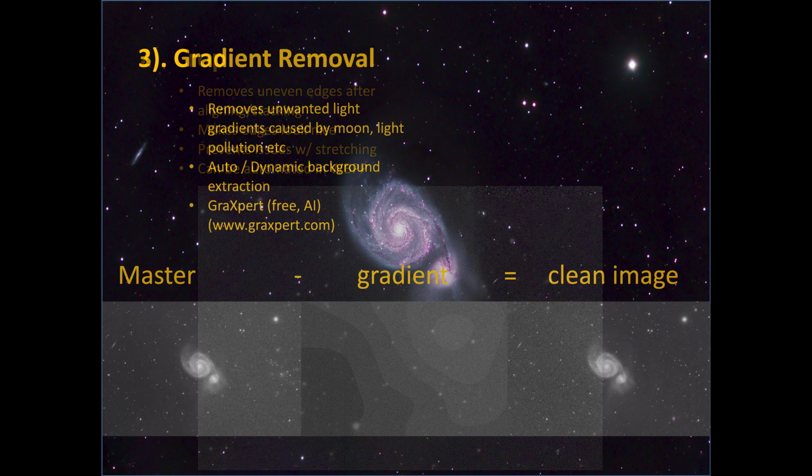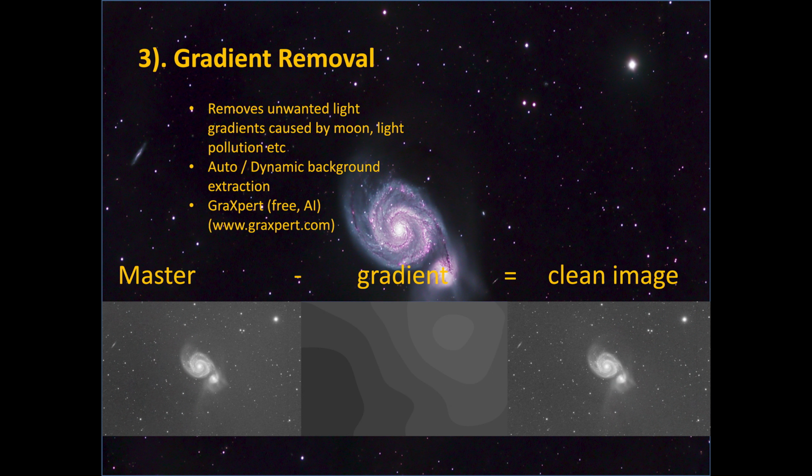So step 3 is a biggie. This is gradient removal. This is correcting any issues after calibration that your flats don't take care of. So if you have an uneven light source, whether you're shooting near the moon or light pollution or some other issue that flats didn't take care of, gradient removal will seek to give you an evenly exposed image corner to corner. So in PixInsight, there's a couple methods.